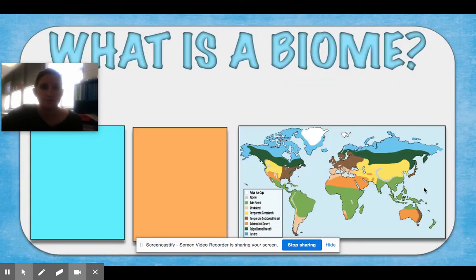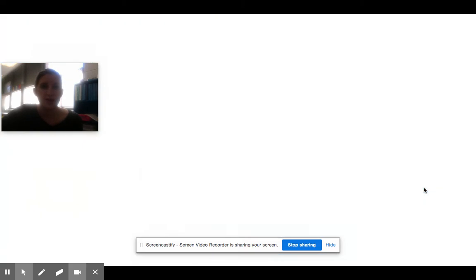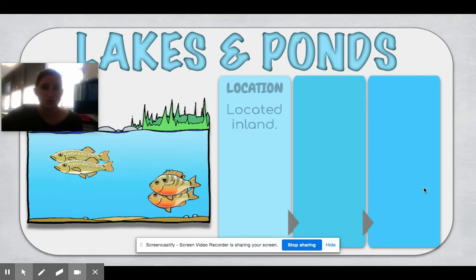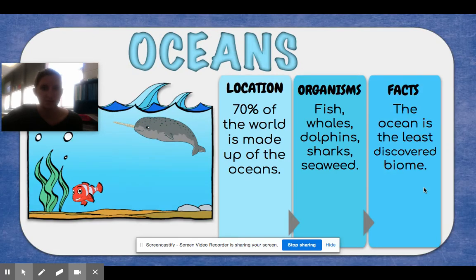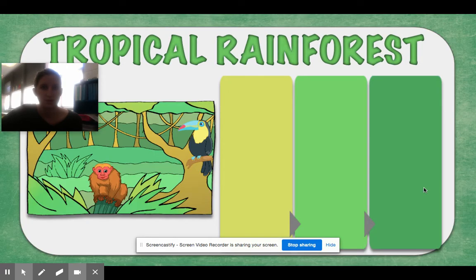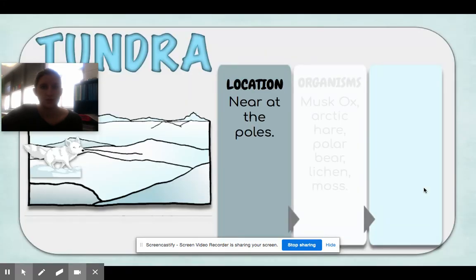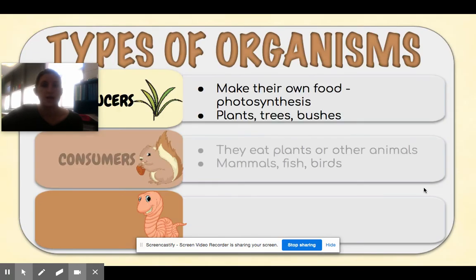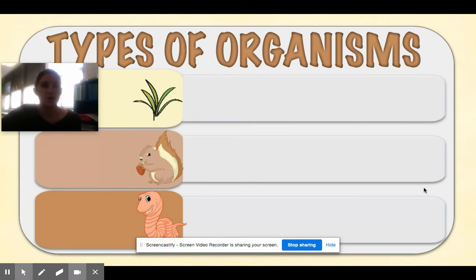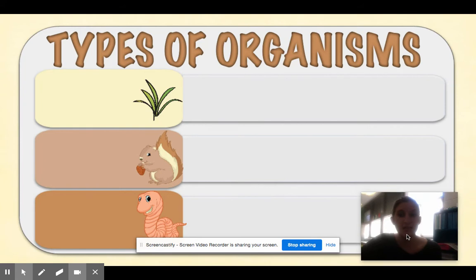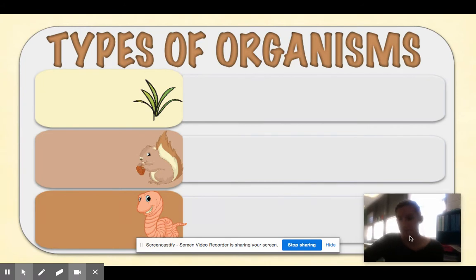Okay. We're going to skip ahead a little bit. We're going to talk about all these different biomes a little bit later, but we're going to come back to this. There's different types of organisms that live in an ecosystem, so we're going to talk about the different types.